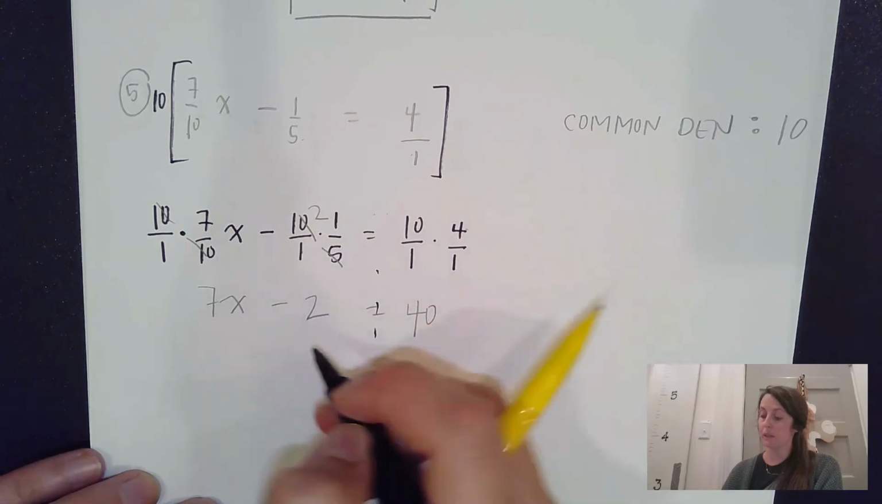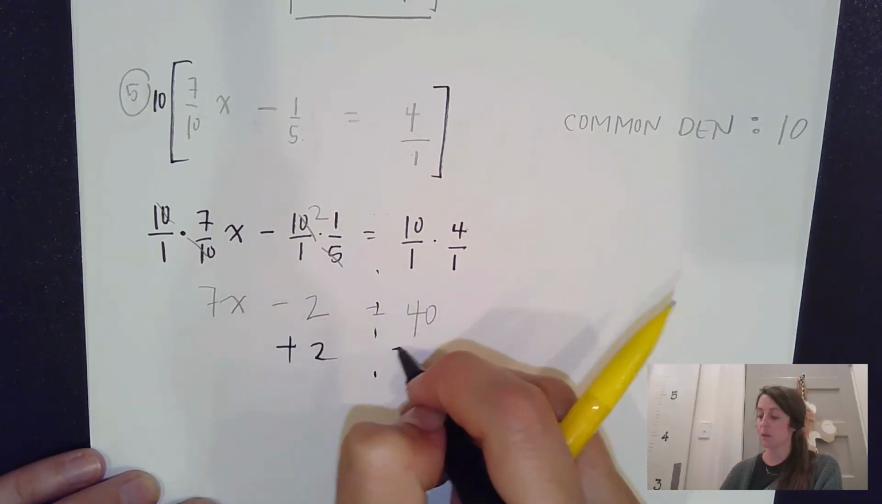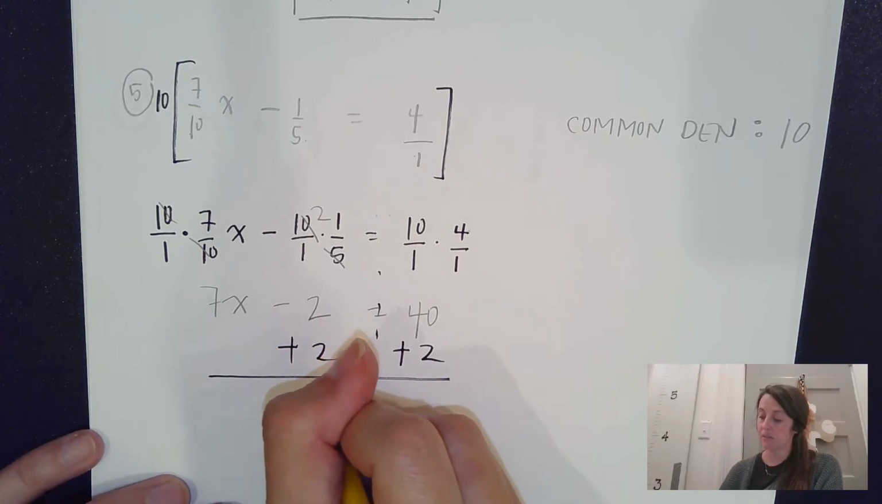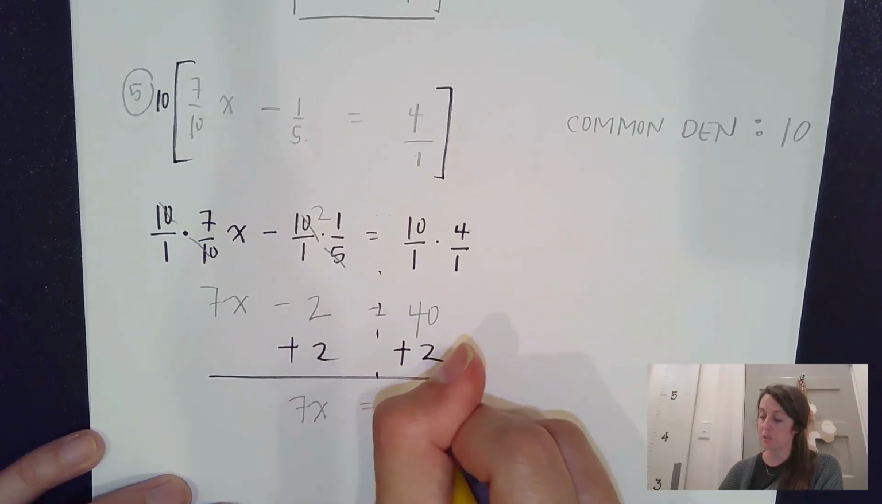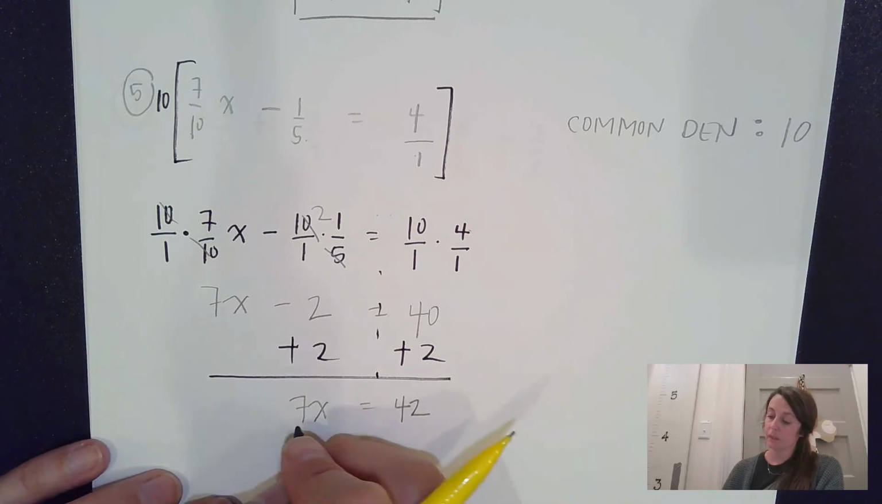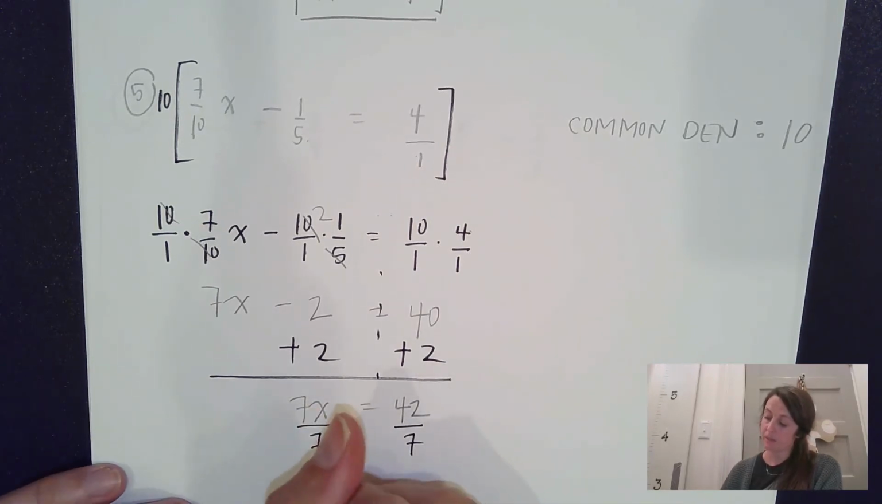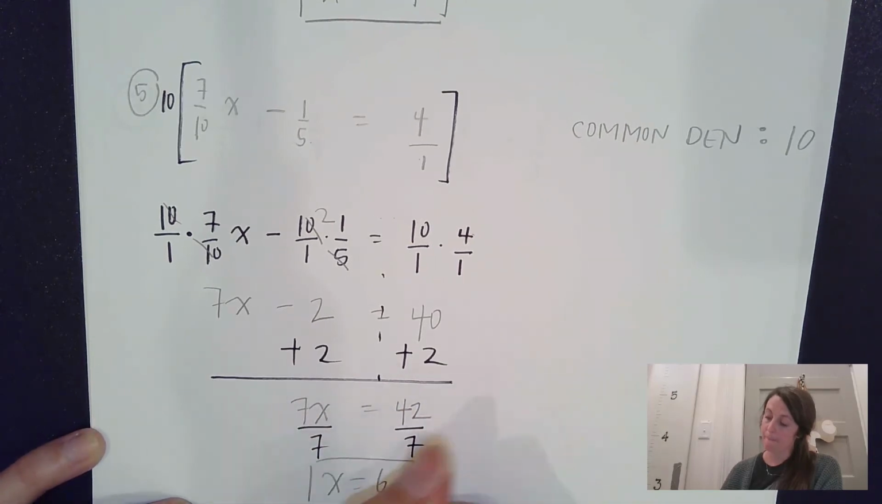So now I want to combine like terms on opposite sides of the equation. So I'm going to add a 2 to both sides. So I'm going to have a 7x is going to be equal to a 42. And then I'm going to divide both sides by 7. So I'm going to have x is going to be equal to a 6.